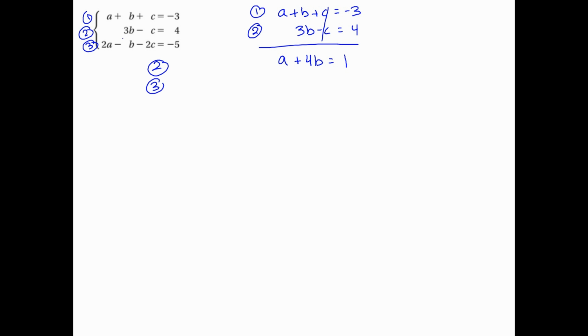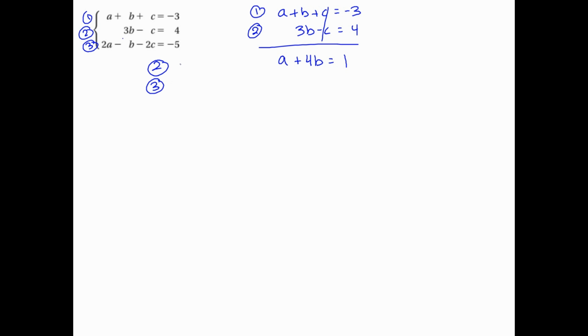I'm going to grab my first and my second equation, and I'm going to write out A plus B plus C equals -3. And I'm going to grab my second equation, which is 3B minus C equals 4. Now the reason I'm grabbing these is because I want to reduce the amount of variables I have. So if I use elimination here, the C's are going to eliminate. So the A is going to come down, then B plus 3B gives me 4B, then -3 plus 4 gives me 1.